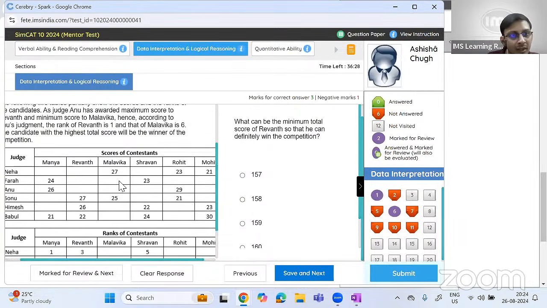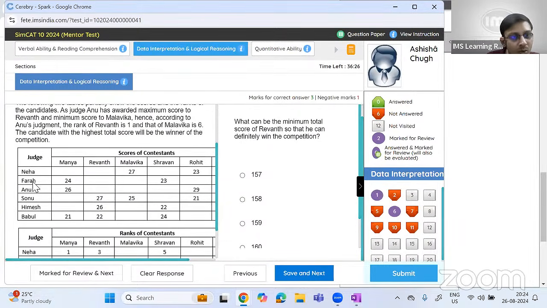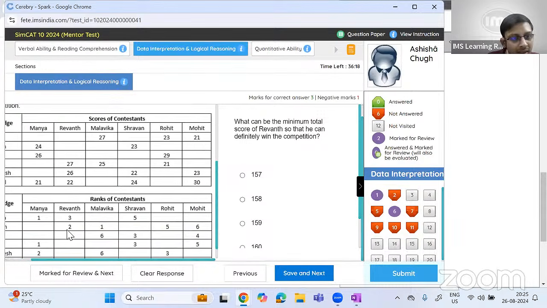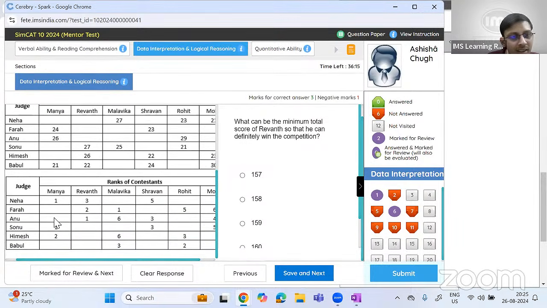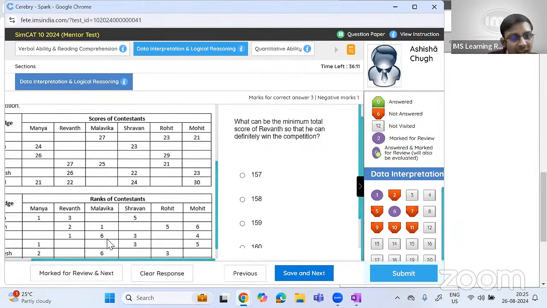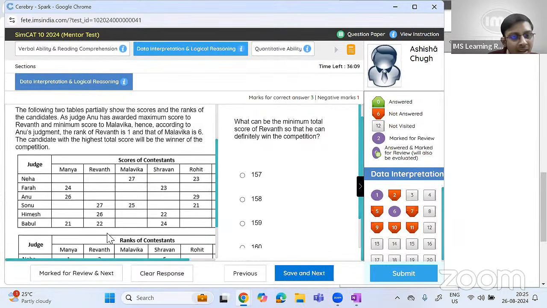We look at this example. Judge Anu has awarded the maximum score to Revant. The rank for Revant is 1 for Anu, so Anu has given him the maximum score. Malavika is rank 6, so Anu has given her the minimum score.